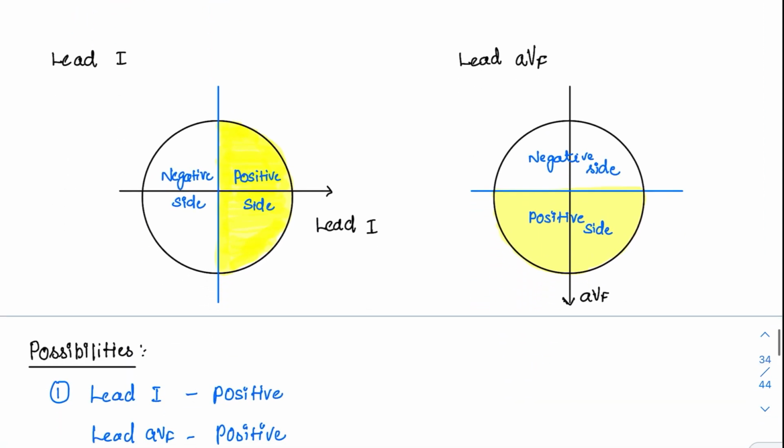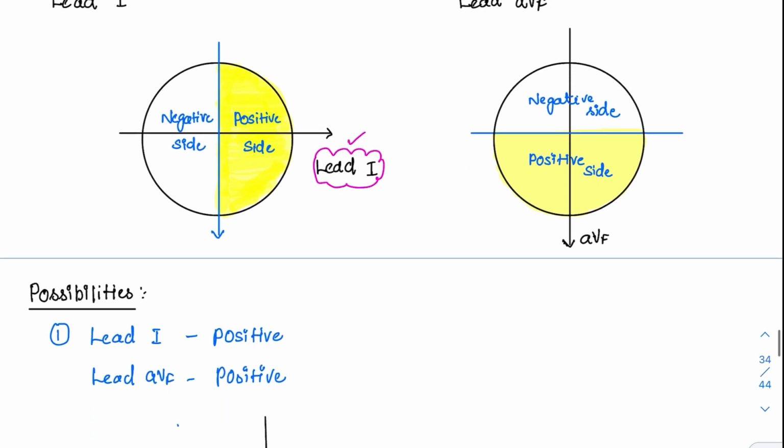Any lead you take, for example lead 1 that we have taken, this half will be positive. If lead 1's potential is recorded positive, then it means that it is located somewhere here. If lead 1's potential is negative, it means that the waves are going somewhere in this direction. So for any lead we take, we have to draw a perpendicular first. For example, this is lead 1, and this blue line we have drawn here is the perpendicular for it. So if the deflection is positive in lead 1, then it falls somewhere in this region that we have highlighted, this yellow region.